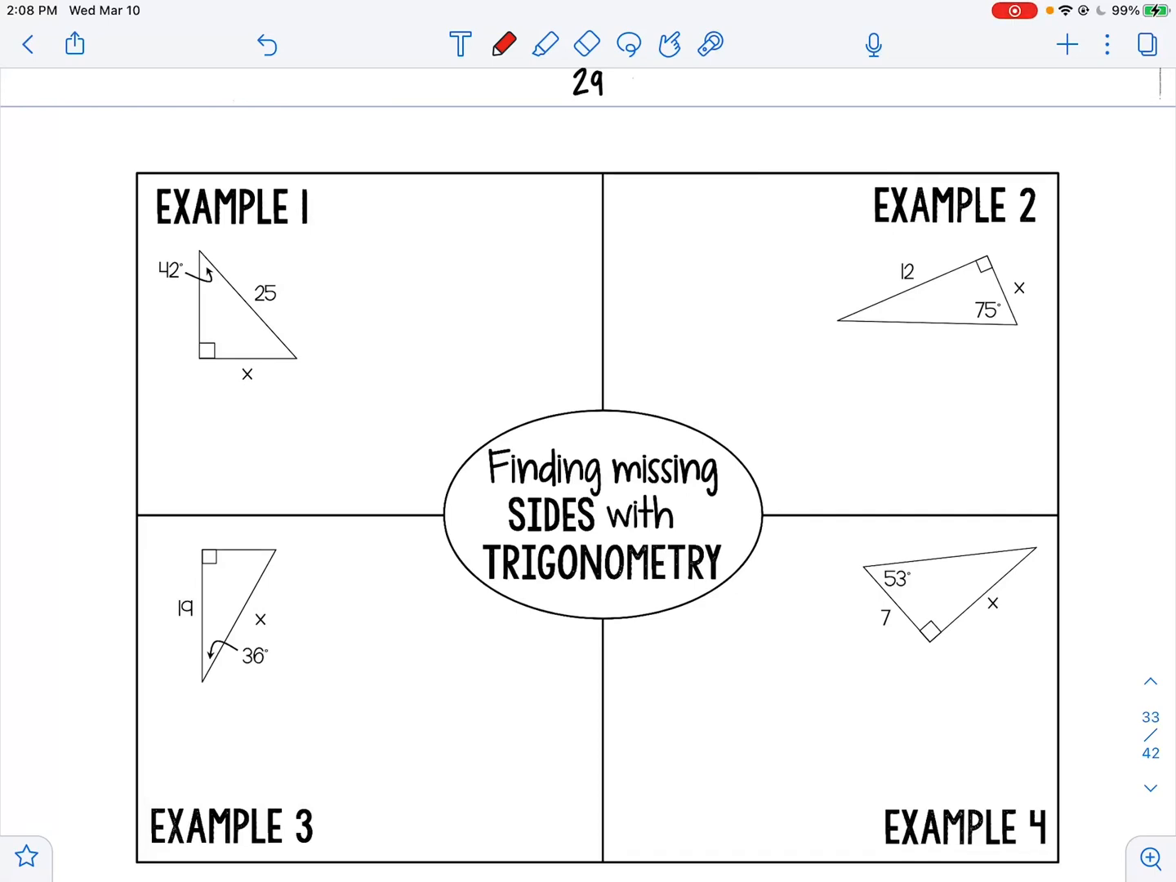All right, let's do a little bit of a review of trig functions for geometry here. Don't forget SOH CAH TOA. That's for sine, that's for cosine, that's for tangent. Opposite over hypotenuse, adjacent over hypotenuse, opposite over adjacent. So, if we are finding missing sides with trig using SOH CAH TOA, this is how we're going to do that.